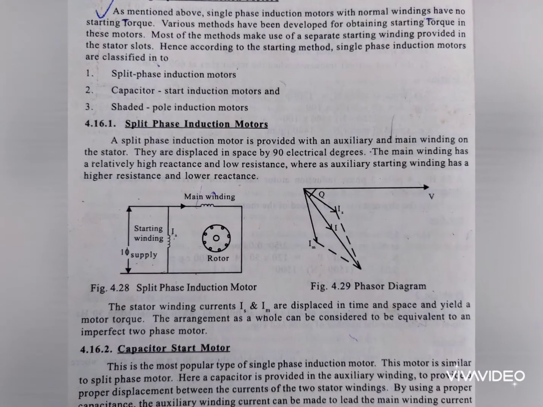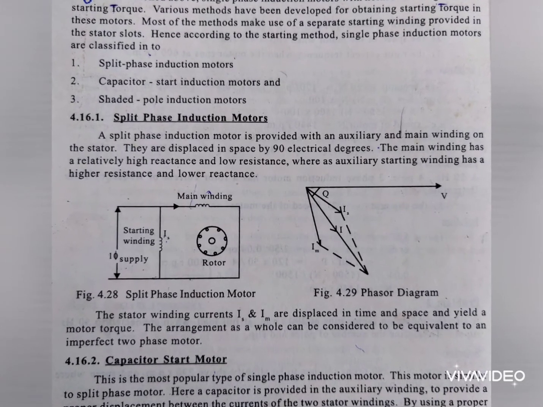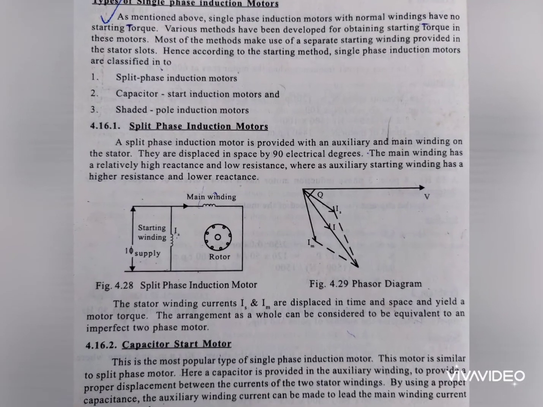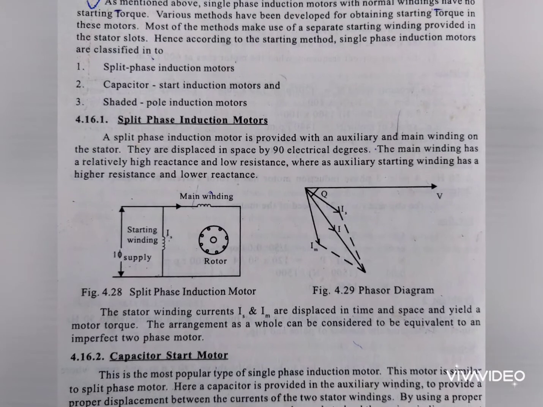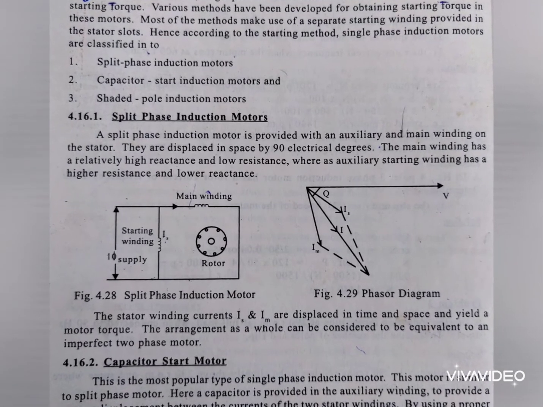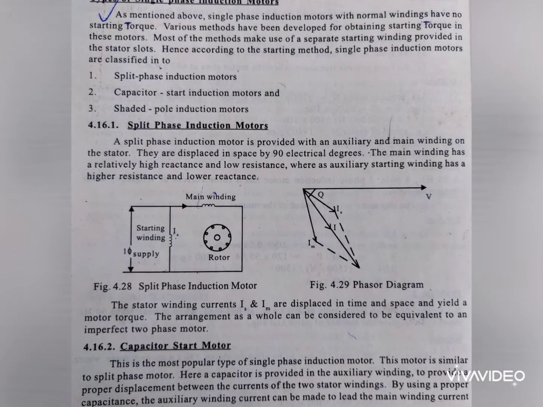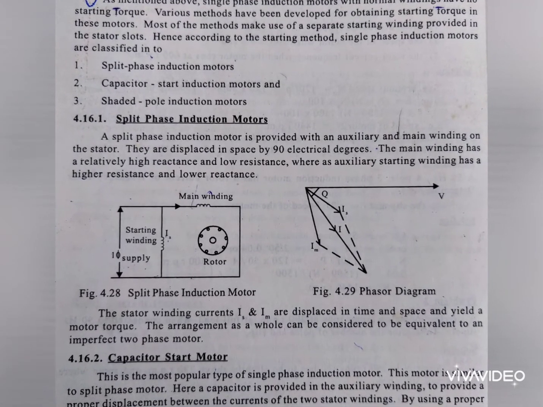So, various methods have been developed for obtaining starting torque in these motors. Most of the methods make use of a separate starting winding provided in the stator slots. Hence, according to the starting method, single-phase induction motors can be divided into three: split-phase induction motor, capacitor start induction motor, shaded pole induction motor.